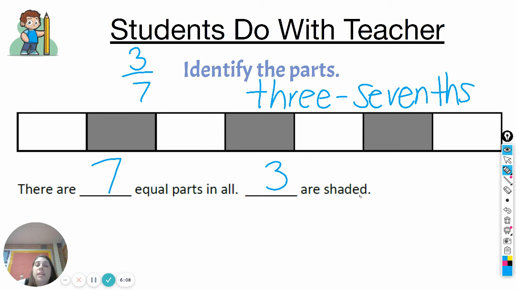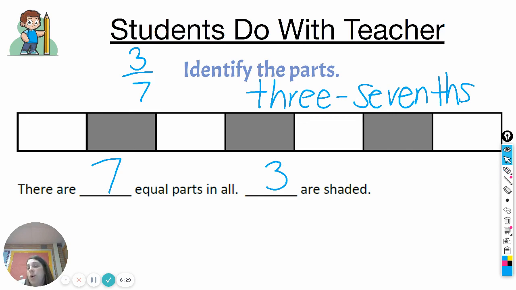So in all of these examples, if you remember from our vocabulary, the numerator, which is the number on top, is how many pieces are shaded, and the denominator, which is our number on bottom, is how many pieces there are all together.